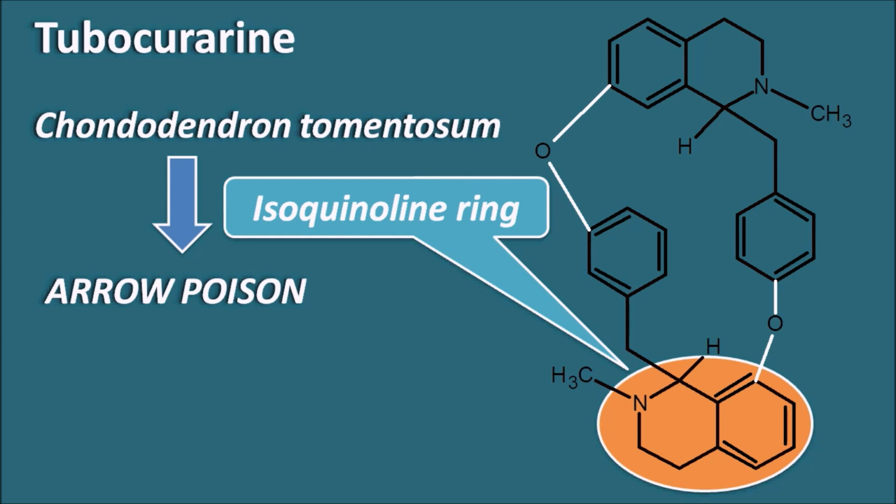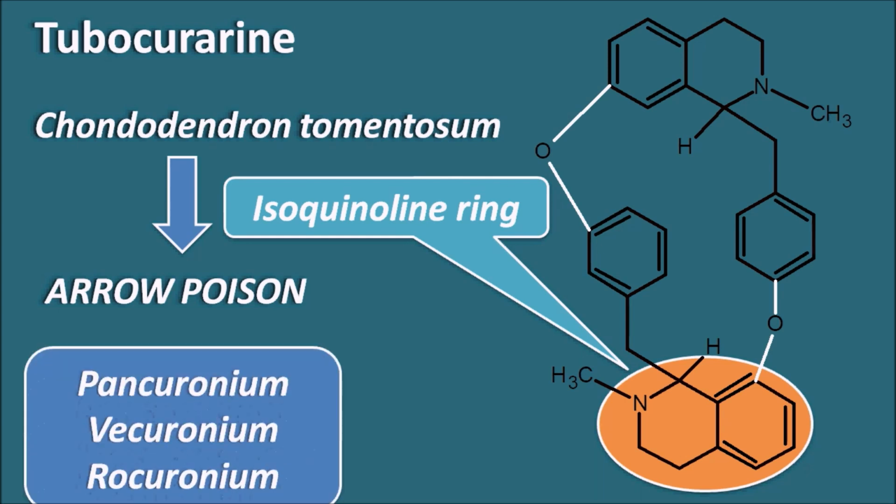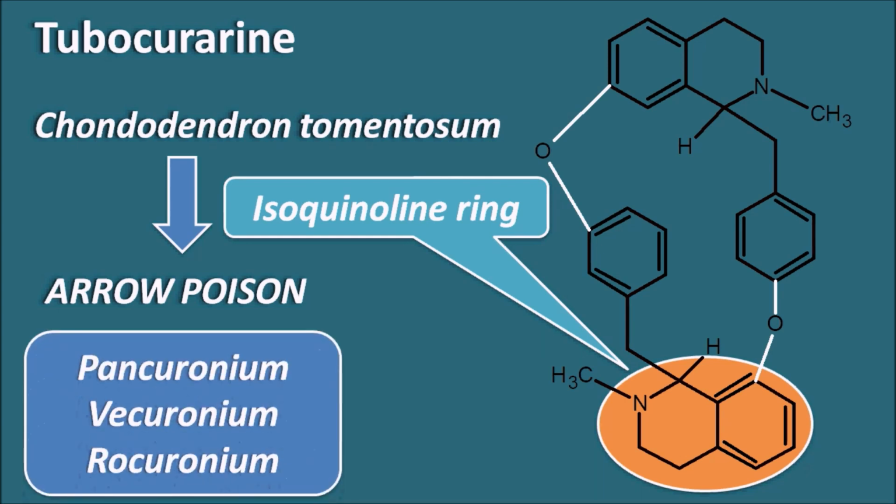It blocks the nicotinic acetylcholine receptors, thereby inhibiting muscle contraction. So we have synthetic drugs related to D-tubocurarine like pancuronium, vecuronium and rocuronium, which are synthetic derivatives, again used as non-depolarizing neuromuscular blockers. And they are used along with IV anaesthetics to produce muscle relaxation.